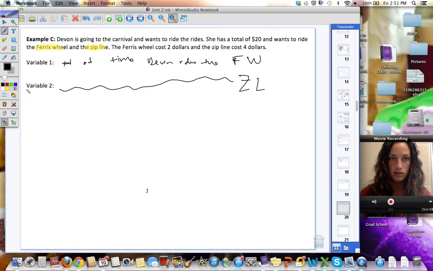One doesn't cause the other one. If I ride the Ferris wheel, it doesn't make me ride the zip line. If I ride the zip line, it doesn't make me ride the Ferris wheel. They're just both variables on their own.